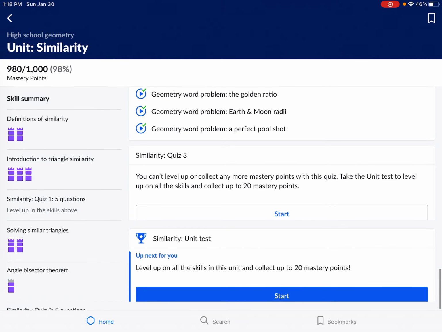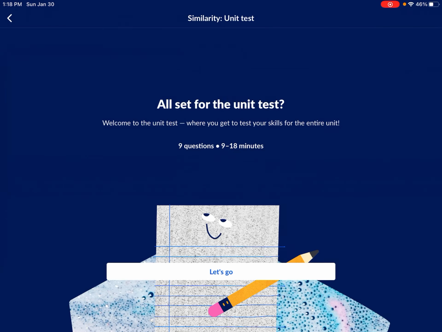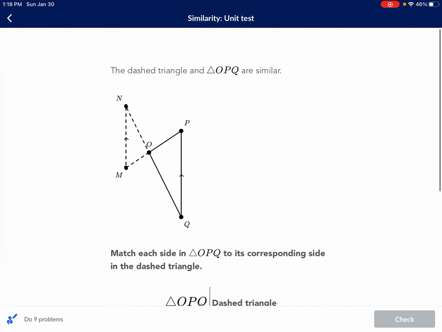Alright, this video is going to be a little bit different because I'm going to be taking the unit test of the similarity unit in the geometry course in Khan Academy.